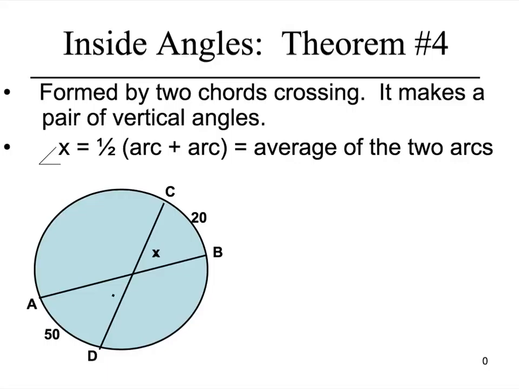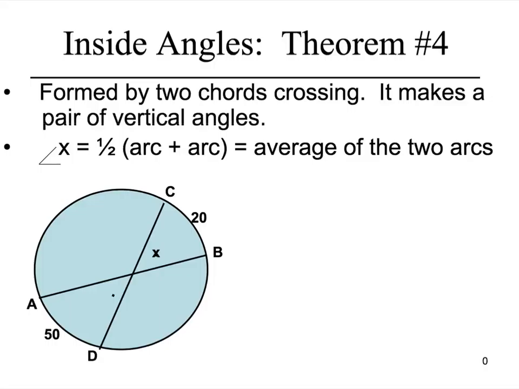So with regard to inside angles, they are created by chords. This is theorem number 4. And they are formed by two chords crossing. So it makes a pair of vertical angles, and we know that vertical angles are congruent. We learned that earlier. Angle x is equal to 1/2 the sum of the arcs that they intercept. So it's the average of the two arcs.